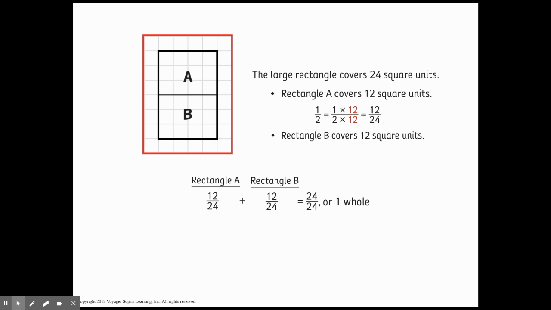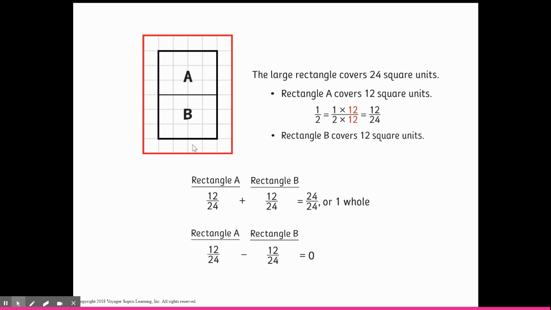Because the large rectangle, or the whole thing, has been divided into two parts, rectangle A and rectangle B, we can write this fraction problem with addition. We can also write a fraction subtraction problem by asking, is there a difference between rectangle A and rectangle B? The answer is no, because the difference, or when we subtract these problems, we get a 0. So there's no difference, they are the same size.